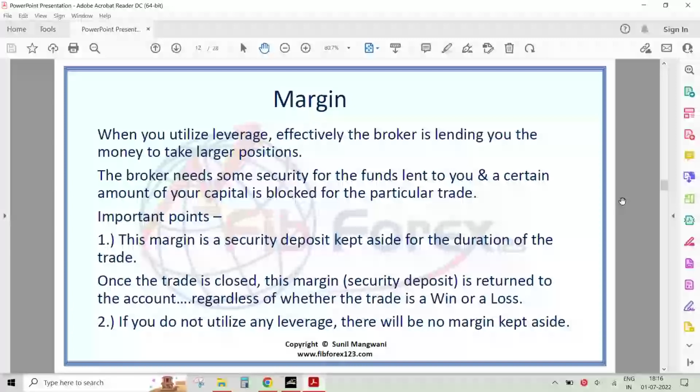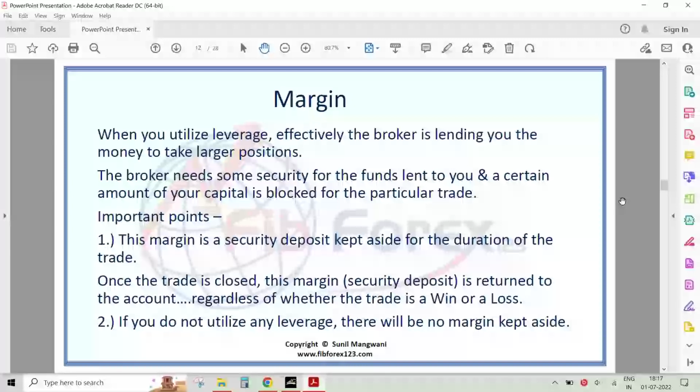And second, of course, if you do not utilize any leverage, there'll be no margin kept aside. If you just take your positions, it's like you buy shares, right? You go into the market and you buy shares. You physically pay for, let's say, the share of one company. It costs $5,000. You want 100 shares. You would actually go up and pay about $50,000 for that. So you're not utilizing any leverage. You're putting it cash upfront. You can do that in forex if you want, but obviously people don't do it because it requires a larger amount of capital.